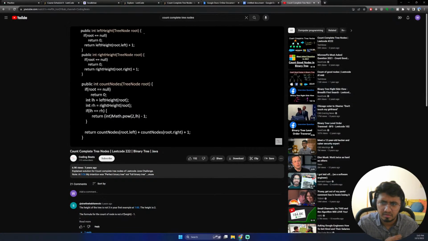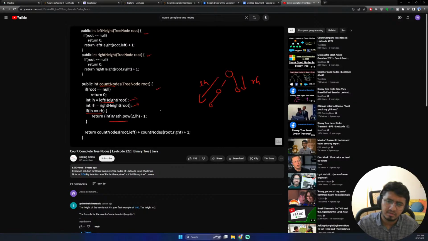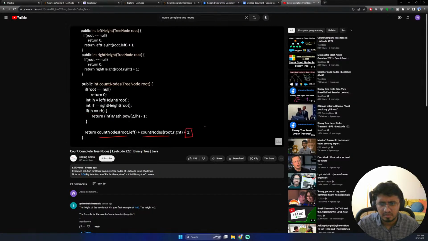Let's see the code. So here I have three functions. This is the main function. So initially I'm checking my left height and right height. That means if this is a tree, I am calculating this part and this part. This is LH and this is RH. Now I am checking whether LH is equal to RH. If it is, then that means I have found a subtree that is a full binary tree and I can directly calculate the number of nodes. Otherwise I will recurse to left part and right part, counting that node also.